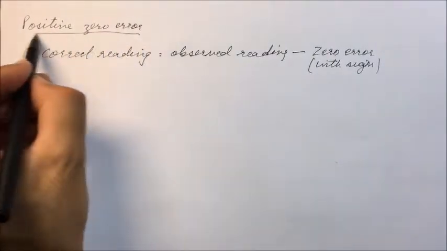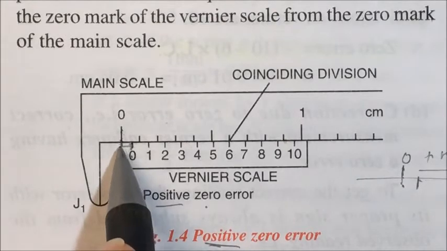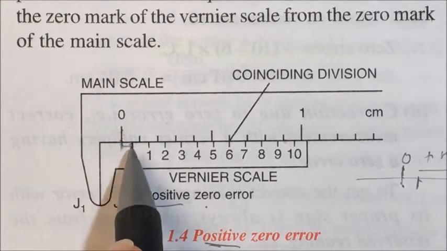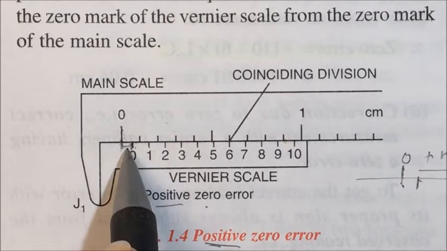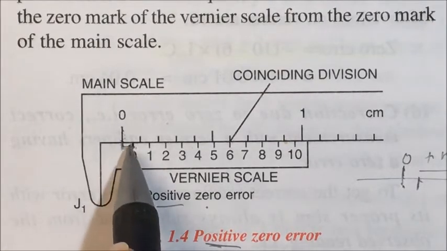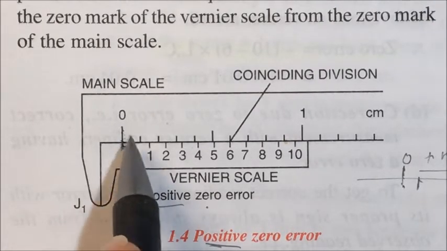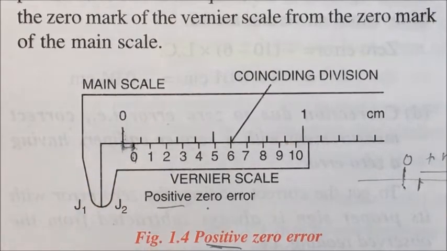So in this first case we are discussing positive zero error. We will be measuring the difference between the length of the zero of the main scale and zero of the vernier scale. This length we have to measure, and this will be our zero error. And since the zero of the vernier scale is lying ahead of the zero of the main scale, on the right side of the main scale zero, this is positive zero error.